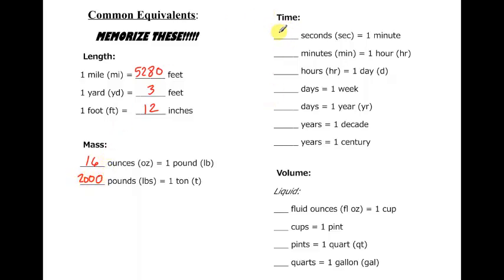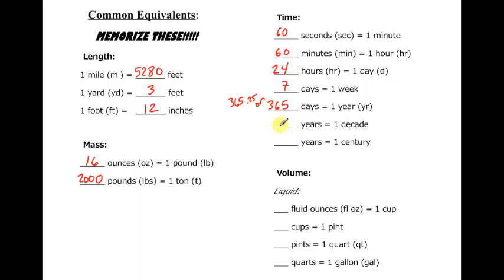Time, I hope you had all these right. This is 60 seconds makes a minute. 60 minutes, of course, makes an hour. 24 hours is a day. 7 days is a week. 365 days in a year, unless you're being really precise, and then you might want to say that's 365.25 because we do have leap years.